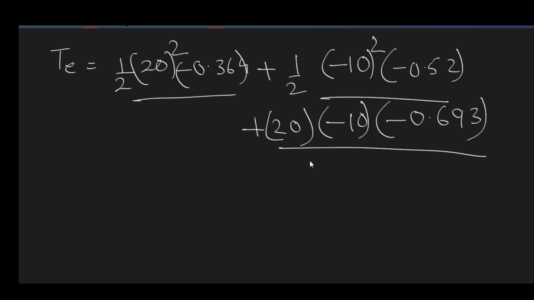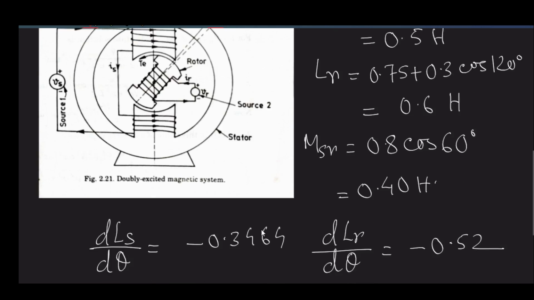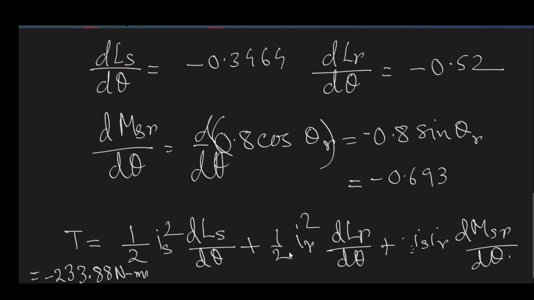And moreover, if you ask yourself why the reluctance torque is not dependent on the rotor current direction: these two terms are due to the saliency of the rotor. If you make the rotor round shaped, then these two terms will be dropped because they will give you zero. If your LS and LR become independent of theta, then these two terms will produce zero.